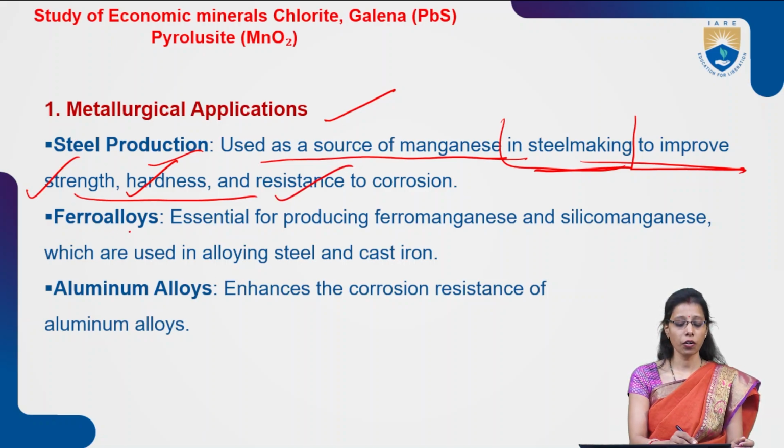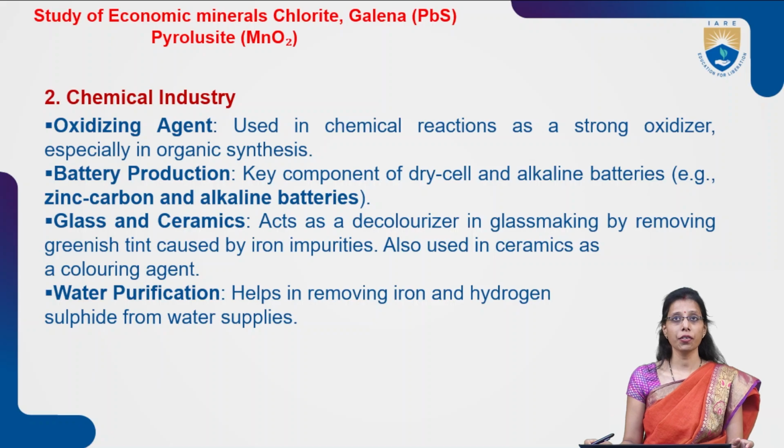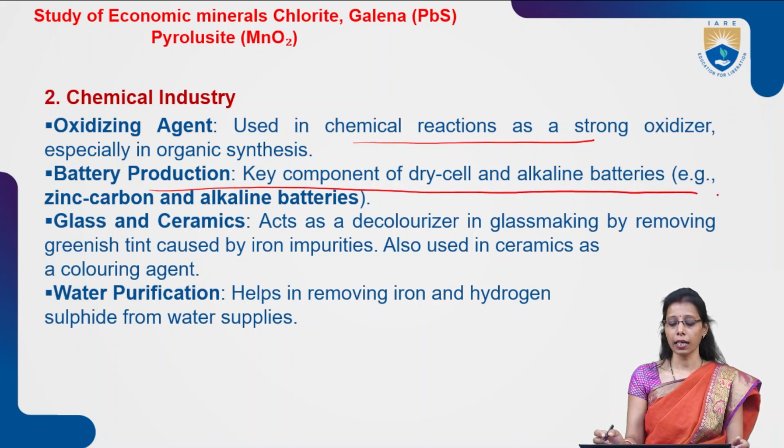As a ferroalloy, it is essential for producing ferromanganese and silicomanganese, which are used in alloying steel and cast iron. In aluminum alloys, it enhances corrosion resistance. Now, in the chemical industry, how is it applicable? It is used as a strong oxidizing agent in chemical reactions, especially in organic synthesis. In battery production, it is a key component of dry cell and alkaline batteries, for example zinc-carbon and alkaline batteries.